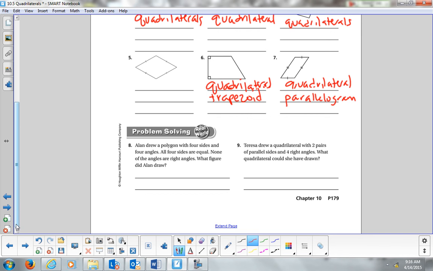Alright, so Alan drew a polygon with 4 sides and 4 angles. All 4 sides are equal. None of the angles are right angles. What figure did Alan draw? You guys can figure that out when I give you the notes right now. And Teresa drew a quadrilateral with 2 pairs of parallel sides and 4 right angles. What quadrilateral could she have drawn? Okay, you guys can figure those 2 out.